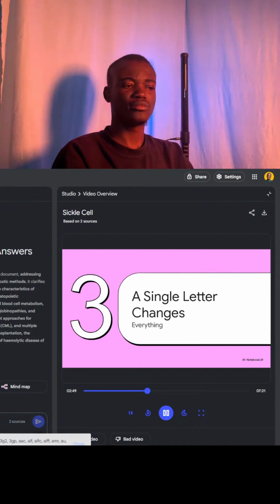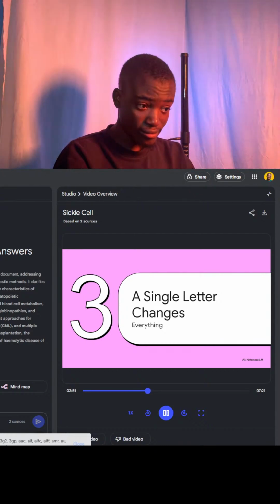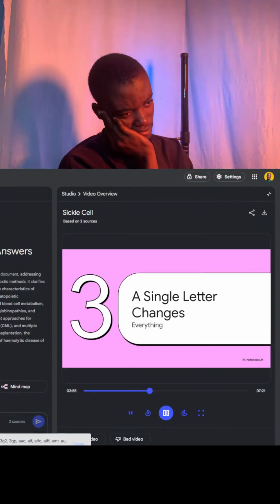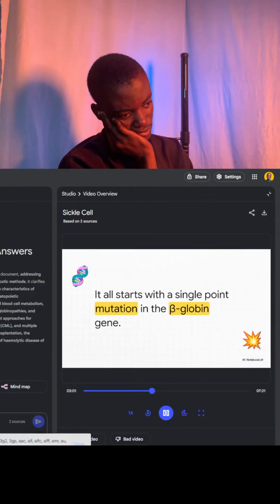But what happens when there's a tiny, tiny error in the blueprints for this cell? Well, this is where our story takes a really dramatic turn. A single spelling mistake in the genetic code, and it changes everything. The problem starts at the most fundamental level you can imagine. A single point mutation. One letter is changed in the DNA sequence in the gene that's responsible for making a key part of our hemoglobin.